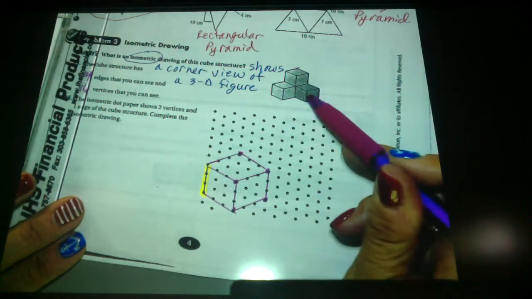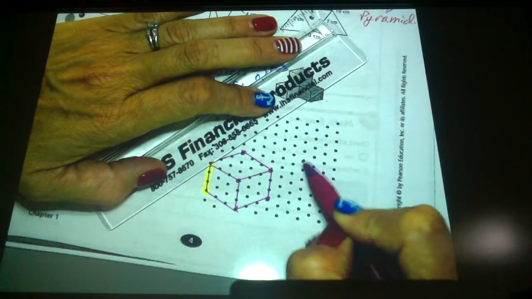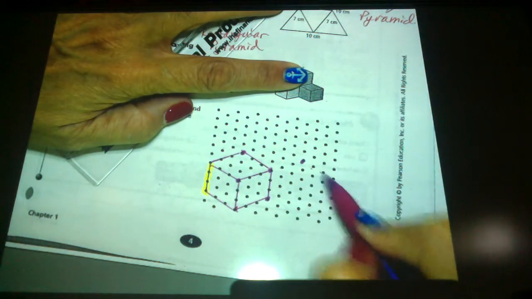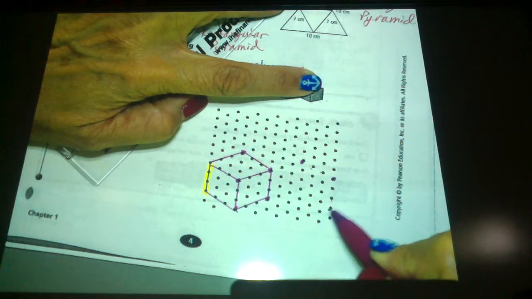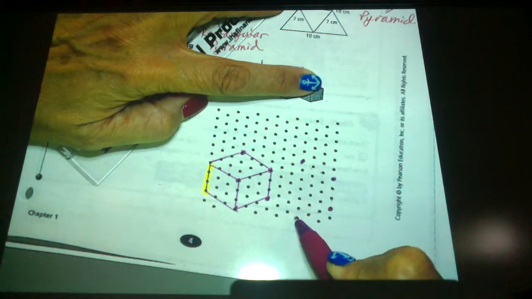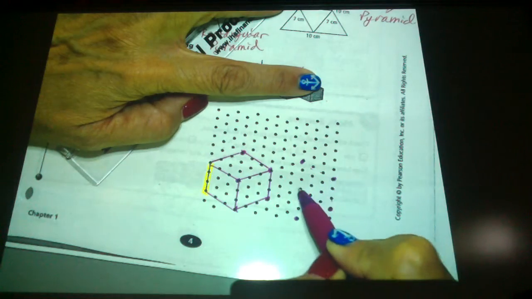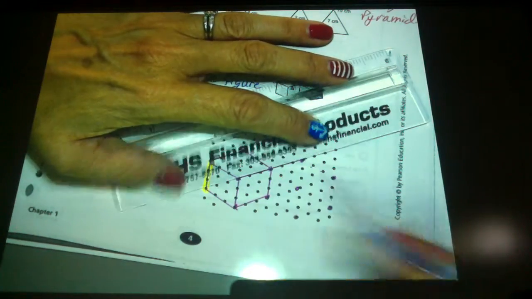So I'm going to draw the front right. So again, 1, 2, 3. Then 1, 2, 3. Then down 1, 2, 3. And over 1, 2, 3. And then I think after this one, 1, 2, 3. So connect those.